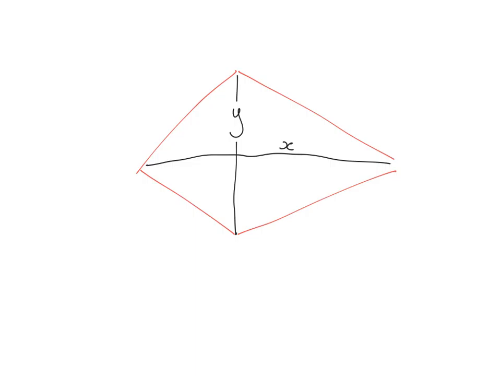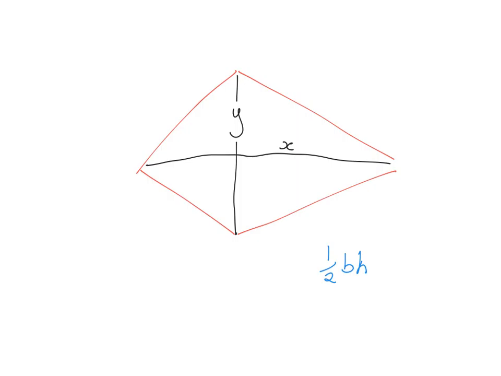So the formula is going to be half base times height. The base is x. For both triangles, the base is x. For the height of each triangle, this is y. This is half of y. This is half of y. If we find the area of this whole shape, half of base times height. One big triangle, basically.